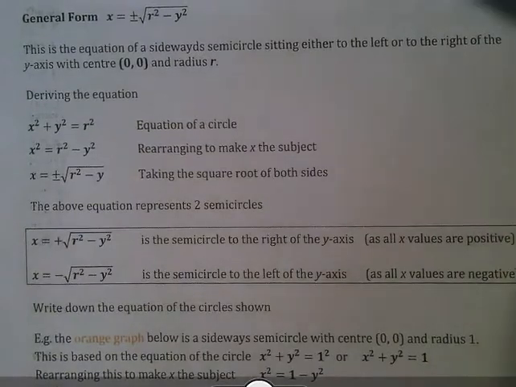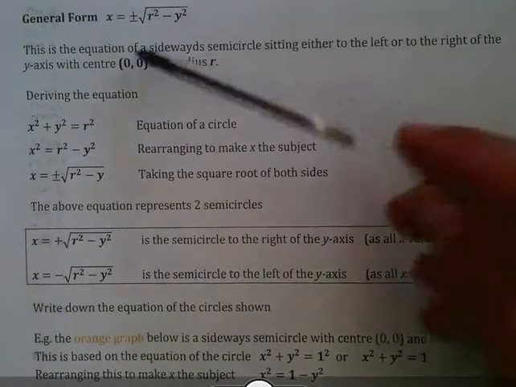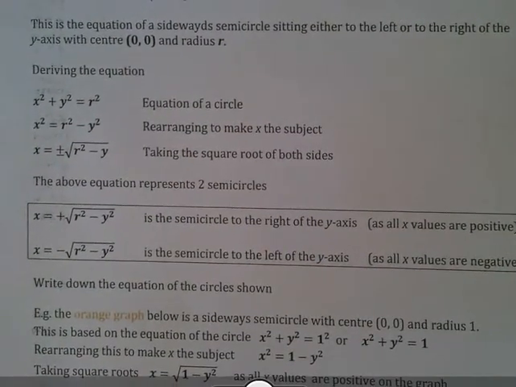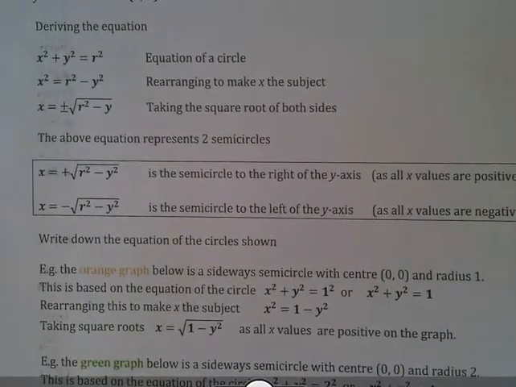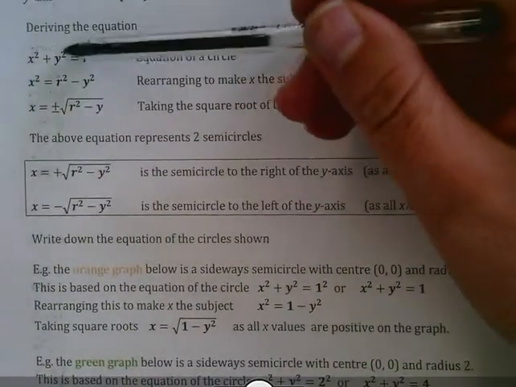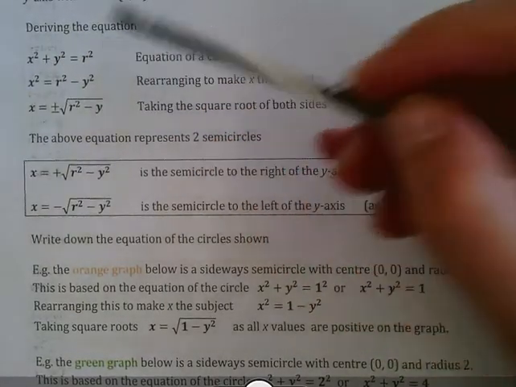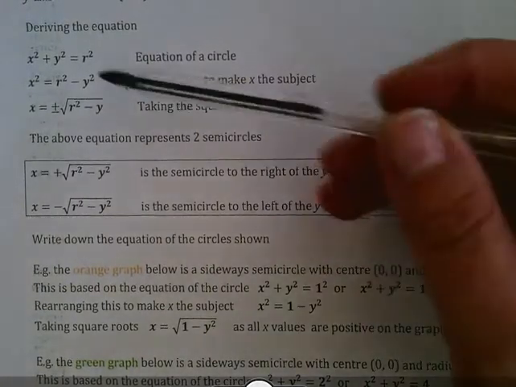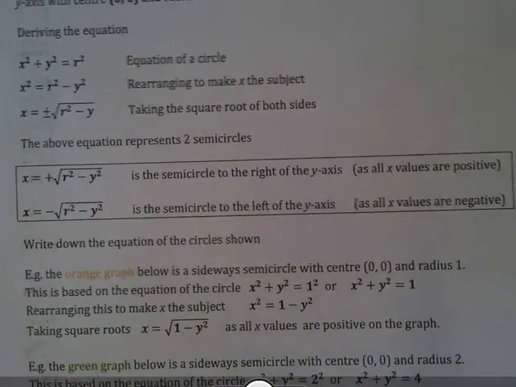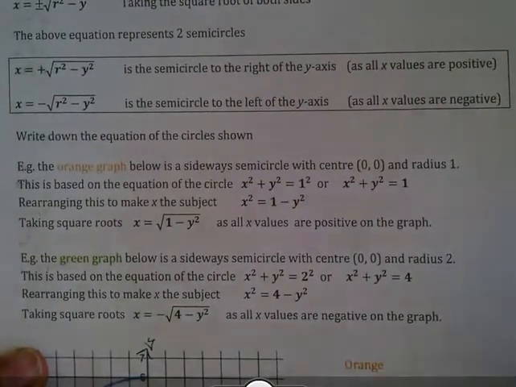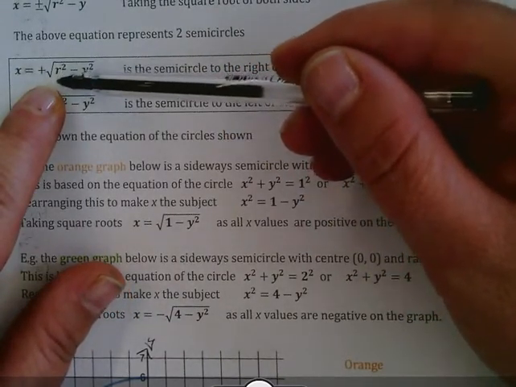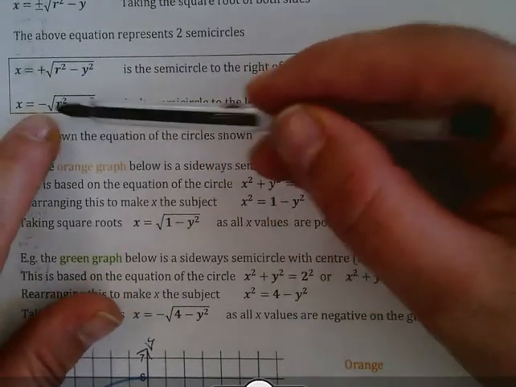So this is a semicircle sitting on the left or the right of the y-axis, not up and down. Again, we start with the equation x squared plus y squared is r squared. We're going to take the y squared over this time because we know we're talking about sideways semicircles. And then we take plus or minus the square root. So we do have two equations here. The positive side has to give me positive values of x. Do you get that? That's how you know which side it's on. And x equals negative square root, well, all the x values there will be negative.